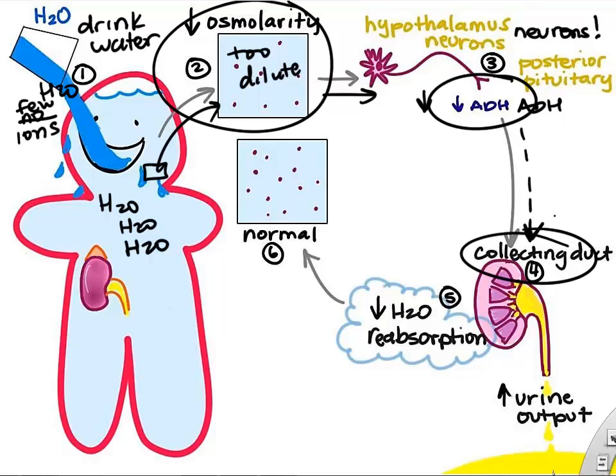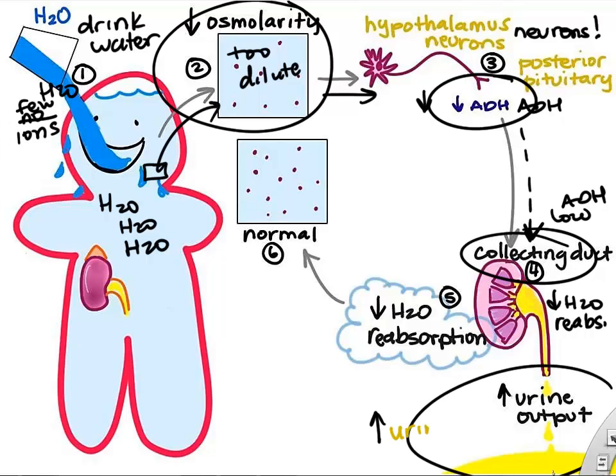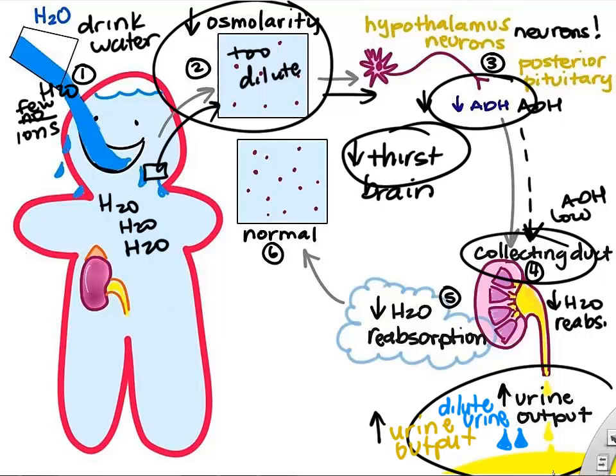That then tells those collecting duct cells to go ahead and let the water go, decrease water reabsorption, and you begin peeing out a lot of urine, and that urine turns out to be very dilute, much like the water that you ingested. So you get rid of a lot of urine that's very dilute or low osmolarity. Again, if you think about this, you won't be as thirsty and you won't drink as much water, and this should all return your osmolarity back to normal.